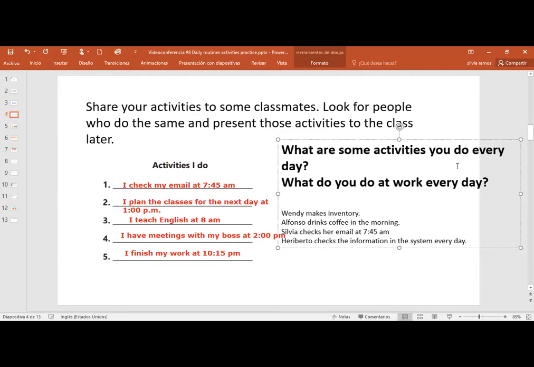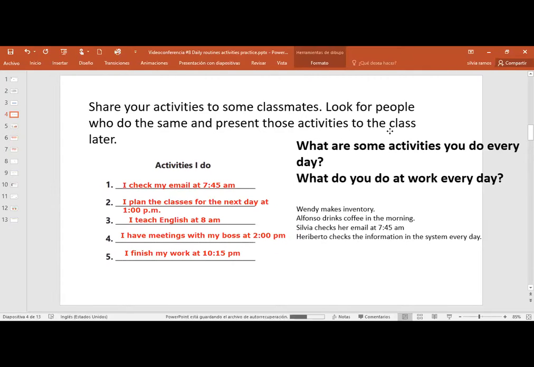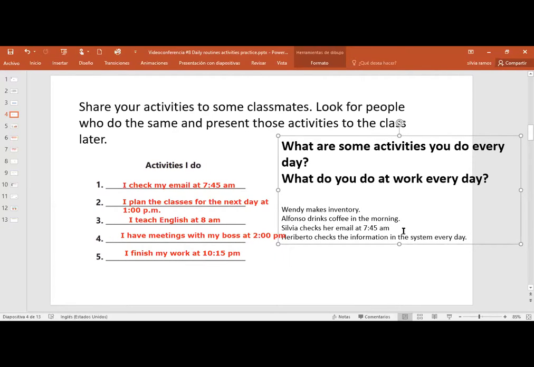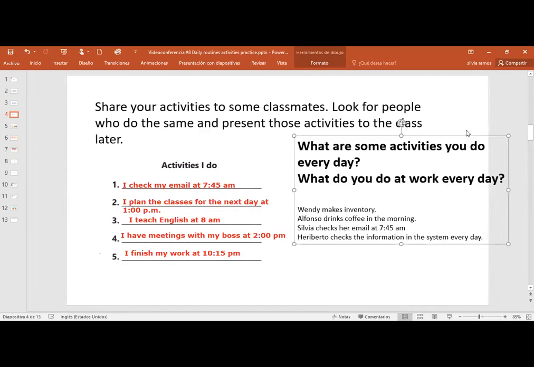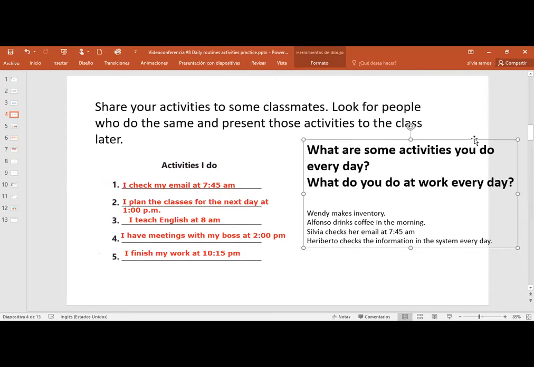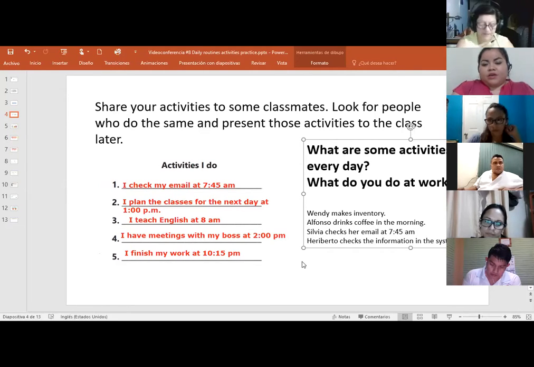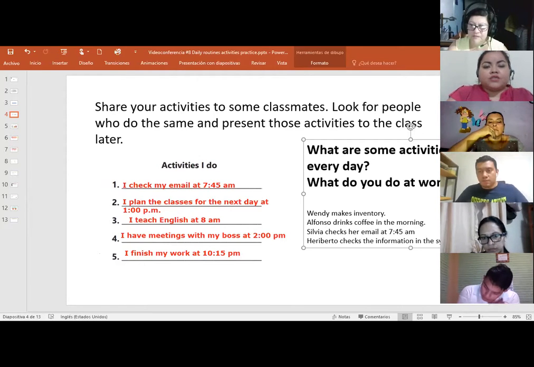Okay, ya es una third person singular. Por eso es que todos los verbos van a cambiar. Okay. Do we understand this part? ¿Entendemos esa parte? Yes or no? Yes. Joanna says yes. Okay, Edie says yes.